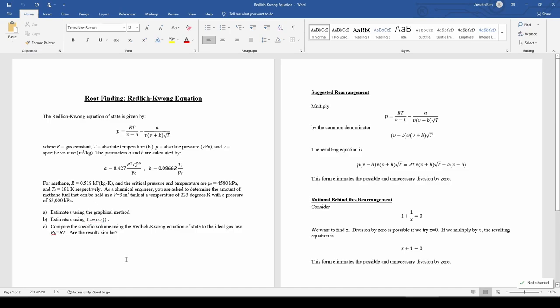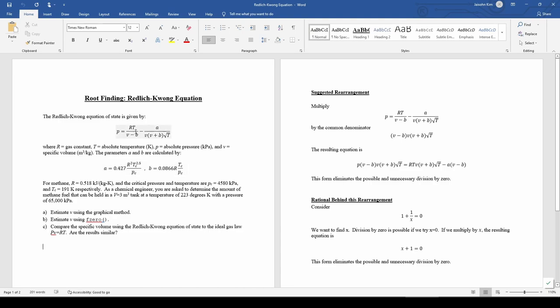In this video, we'll do an example illustrating the usage of MATLAB's built-in fzero command to solve a root finding problem. The Redlich-Kwong equation of state relates the temperature, pressure, and volume of gases. It's generally more accurate than the ideal gas law at high temperatures because of the inclusion of two parameters, A and B. A corrects for the attractive potential of molecules, and B corrects for the volume.